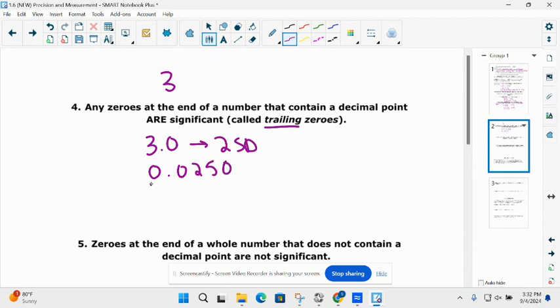0.0250. So the leading zeros do not count, but the trailing zero does, as well as the 2 and the 5. So this has 3 significant digits. How about this one, 800 point? So that decimal point tells you that it's not just 800, it's exactly 800. So that means since this has a decimal point, these zeros count. So there are 3 significant digits here.